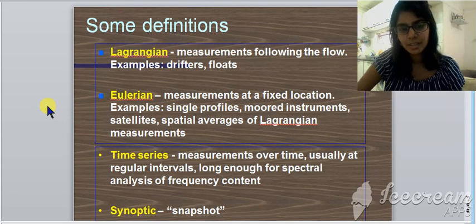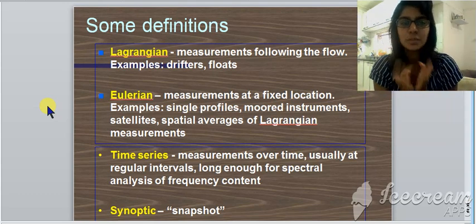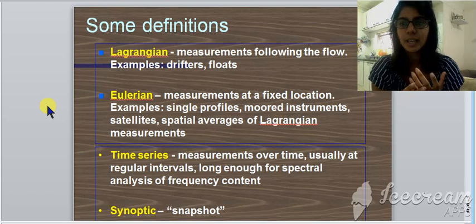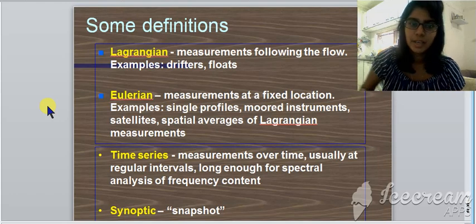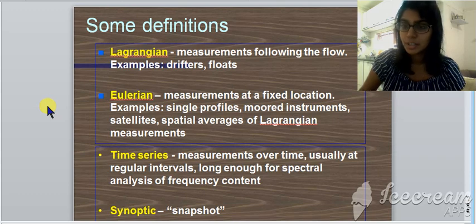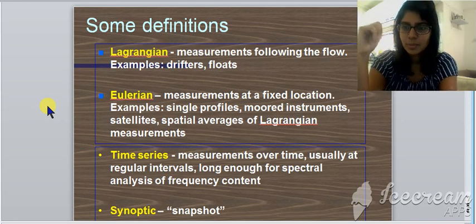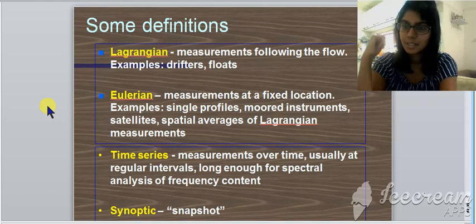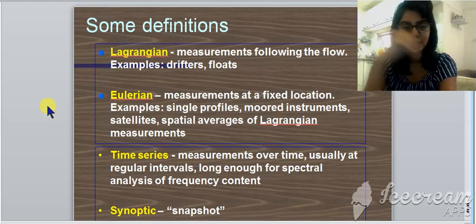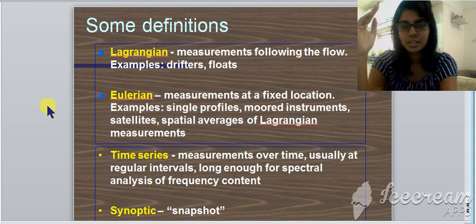But maybe an easy way to understand Lagrangian and Eulerian is to look at it like we have two guys. One guy's name is Lagrangian and the other guy's name is Eulerian. They both have a massive crush on this girl. Lagrangian is the neighbor and Eulerian is the colleague at work. So what happens is Lagrangian, he's a stalker.